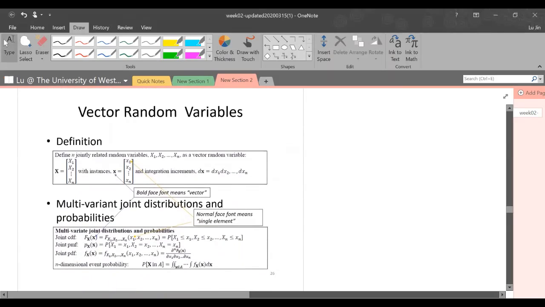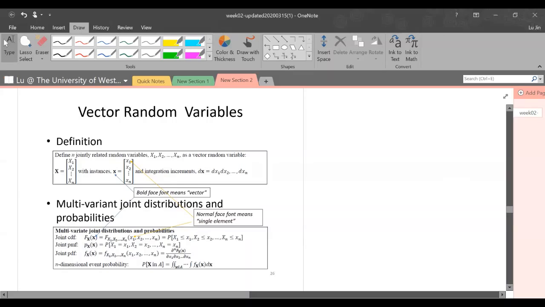Now let's move to the second topic of this lecture, vector random variables. Actually, before this slide, in the first section, what we have already discussed are just cases with two random variables, x and y. Now we want to move one step further. So if there are more than two random variables, how can we handle that? What are the properties of them?